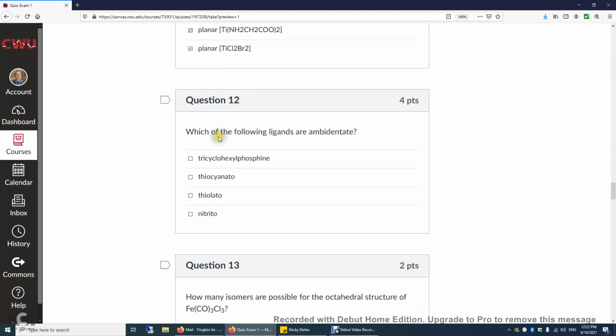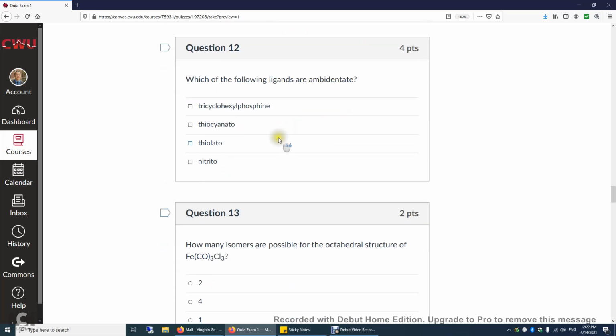Question 12. Which of the following ligands are ambidentate? You have nitrito, either nitrogen or oxygen. You have thiocyanate over here. What about this one, tricyclohexylphosphine? Only this phosphorus atom can form the point of attachment. What about thiolato? Thiolato has only sulfur that can be bonded to the metal.